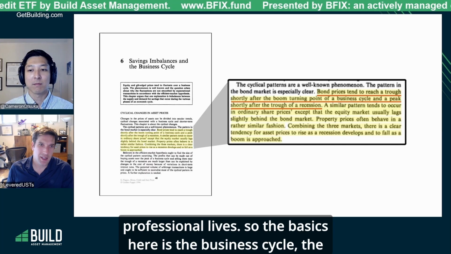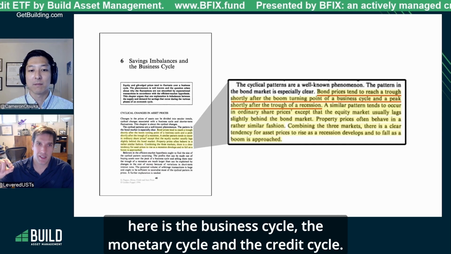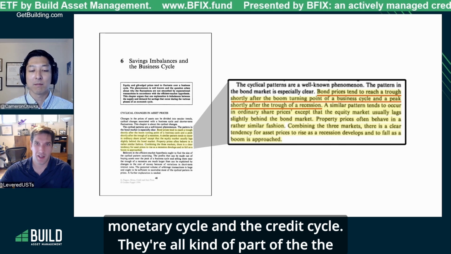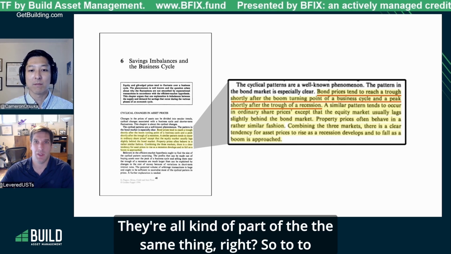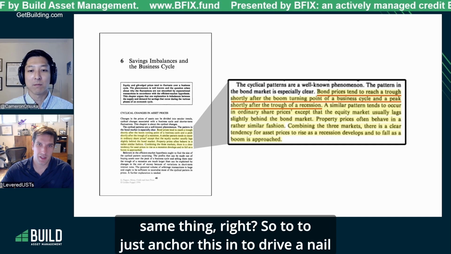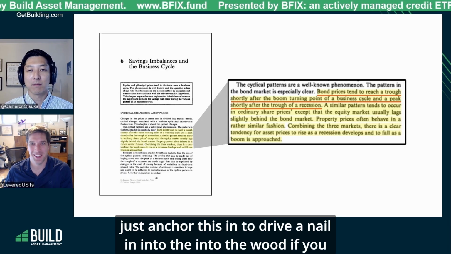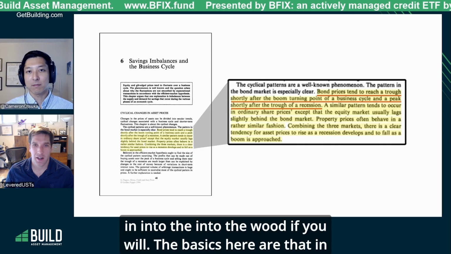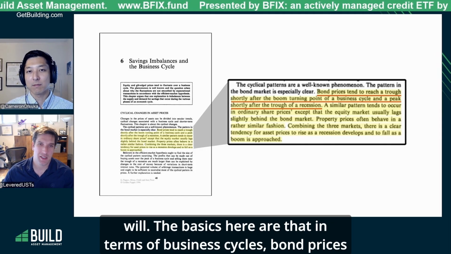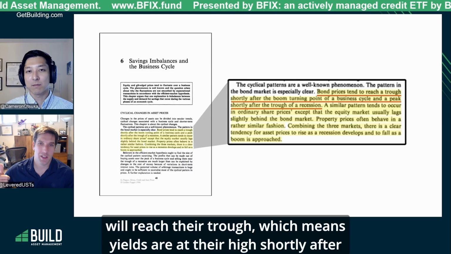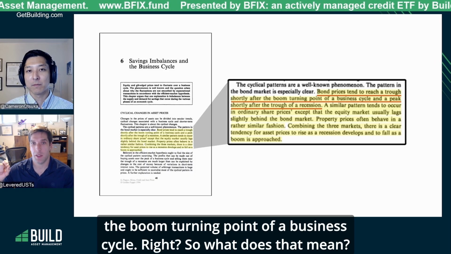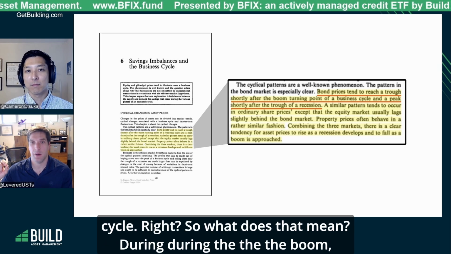So the basics here are the business cycle, the monetary cycle, and the credit cycle. They're all part of the same thing, right? So to just drive a nail into the wood, if you will, in terms of business cycles, bond prices will reach their trough, which means yields are at their high, shortly after the boom turning point of a business cycle, right? So what does that mean?